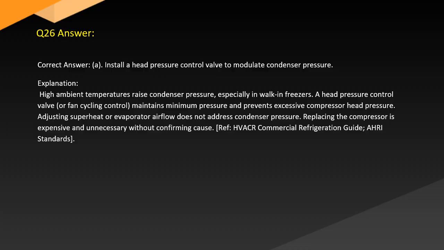Answer. Correct answer A. Install a head pressure control valve to modulate condenser pressure. Explanation. High ambient temperatures raise condenser pressure, especially in walk-in freezers. A head pressure control valve or fan cycling control maintains minimum pressure and prevents excessive compressor head pressure. Adjusting superheat or evaporator airflow does not address condenser pressure. Replacing the compressor is expensive and unnecessary without confirming the cause. Ref. HVACR Commercial Refrigeration Guide.